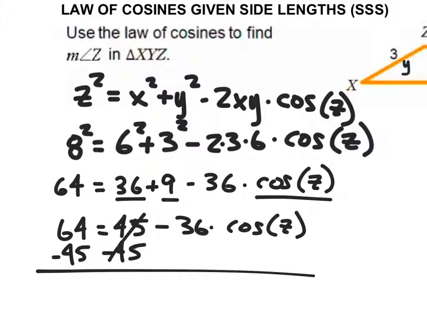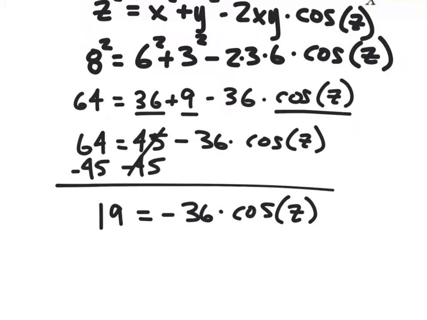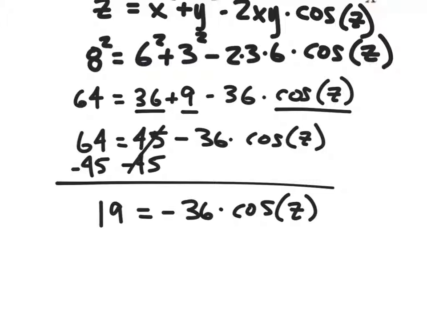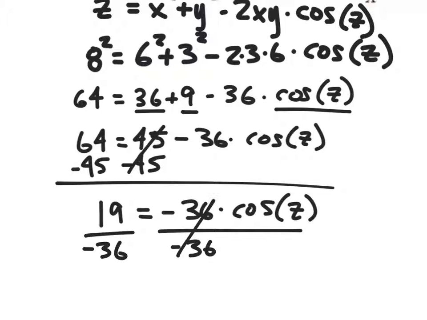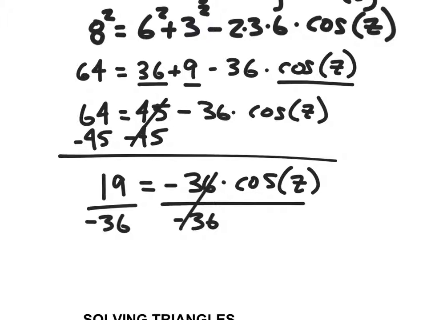So we've got 64 minus 45, which gives me 19. So I've got 19 is equal to negative 36 times cosine of Z. So now let's divide by negative 36 on both sides. And we're going to get that negative 19 over 36 is equal to cosine of Z.